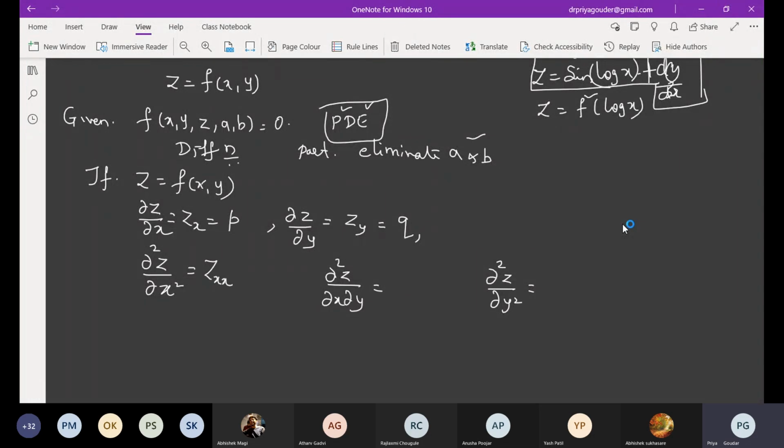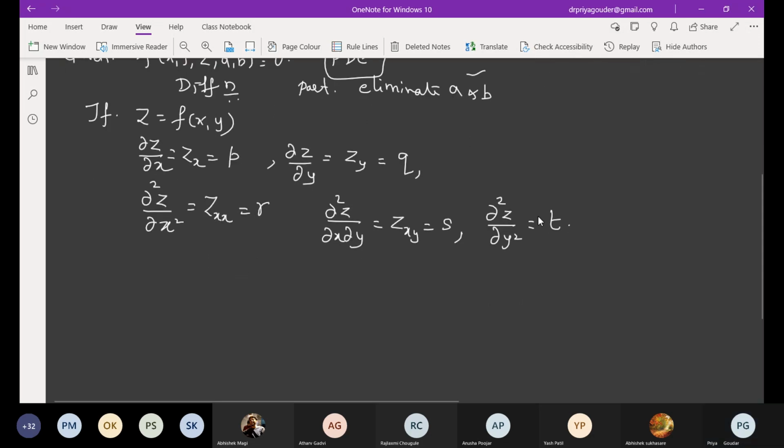Very good, zxx. Can you guess what it should be denoted as? P, Q, R. This is S. And dou square z by dou y square is denoted as T. Some notations are there. Don't interchange them. It has to go in order. P, Q, R, S, T. All are small letters. Okay?